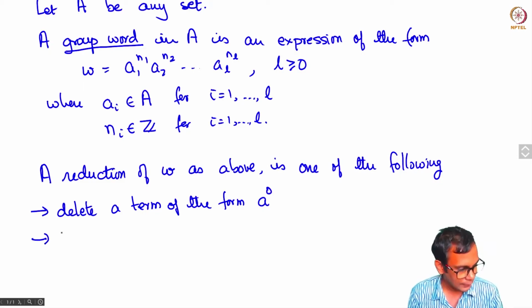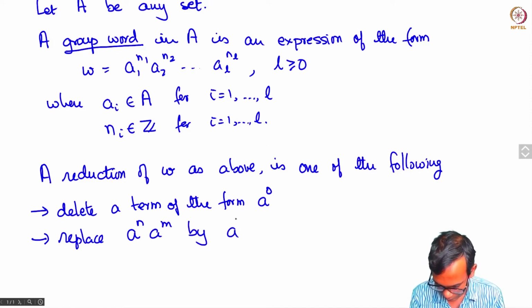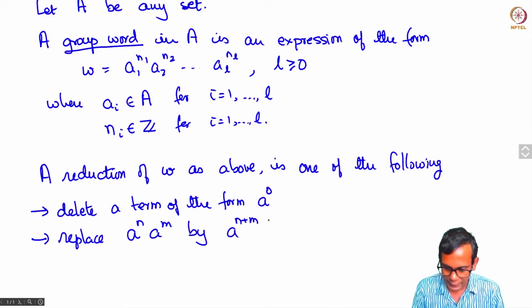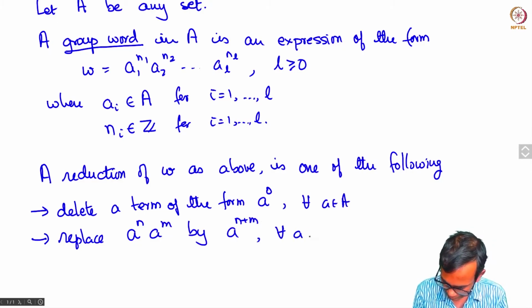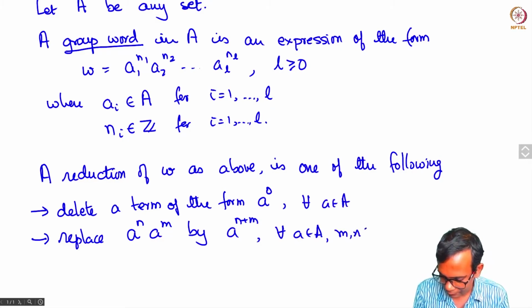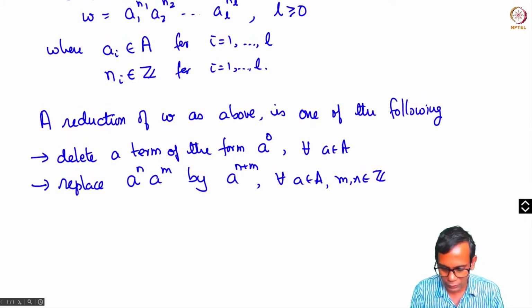And the second one is you can replace A to the N and A to the M by A to the N plus M, for all A in A, and M, N in Z. So basically what we're saying is if two consecutive terms in your word have the same letter, then you can club them and replace the exponent by the sum of the two exponents. So these could be positive or negative, but you add them up as integers.